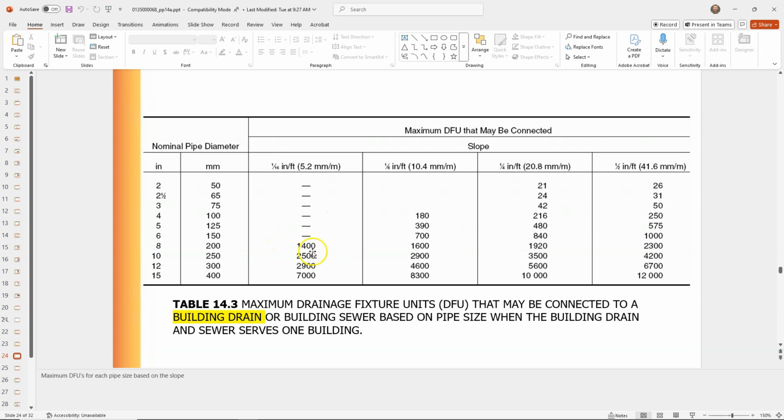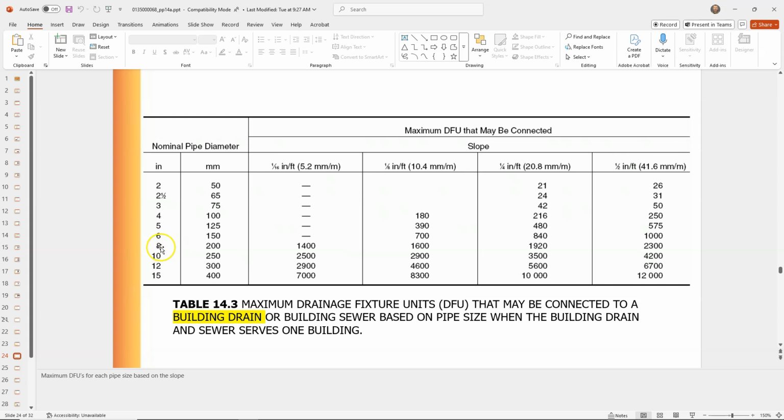You'll also notice that the steeper the pipe is sloping for the building drain, the more drainage fixture units we can push through it. And that makes sense, right? Because we have more help from gravity to push that water down through that pipe. Therefore, it doesn't have to be as big.